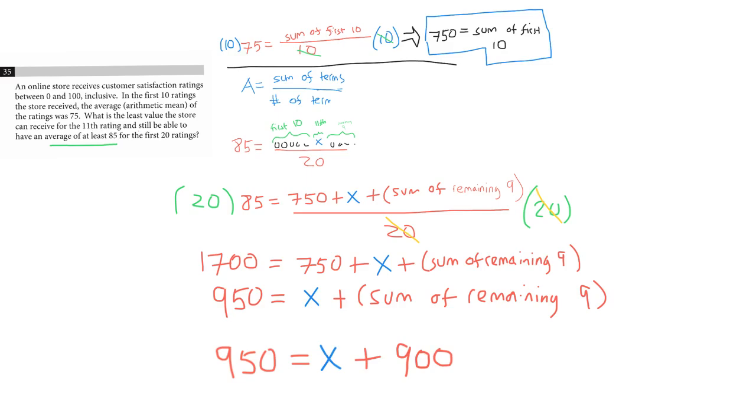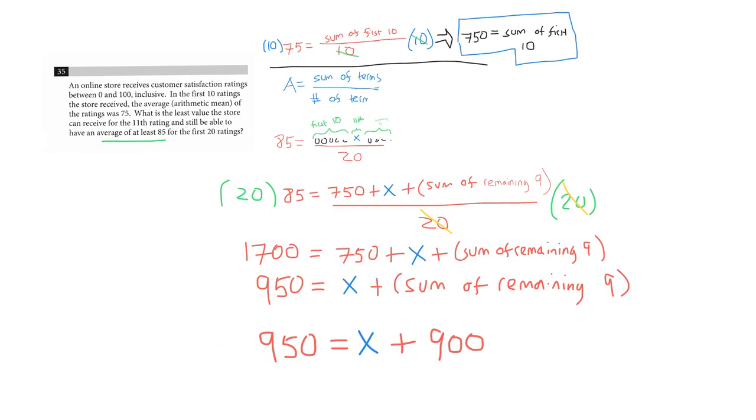And in order to solve for x, all we have to do is subtract 900 from both sides. And that gives us 50, which is the answer. So in other words, the smallest rating that the 11th term could be, out of all these 20 terms, while still getting an average of 85, is 50. If this 11th term was smaller than 50, then it would force this 85 to be a little bit less, right?